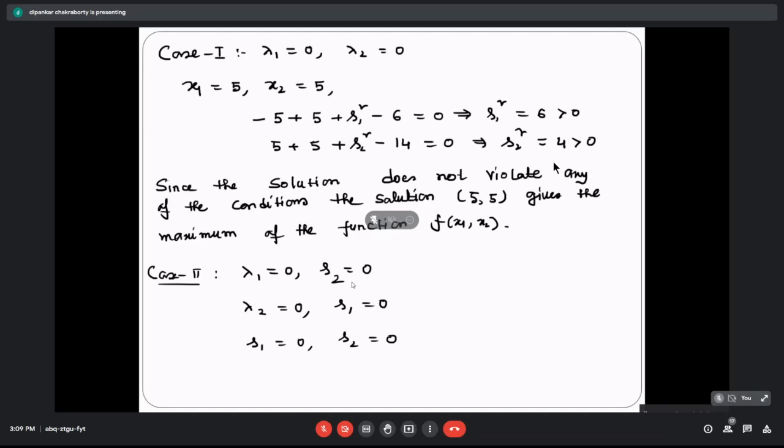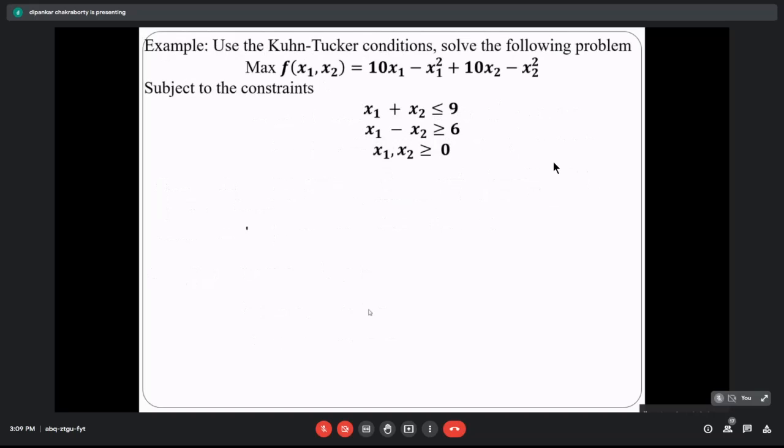Now I'll proceed to solve the next problem. As I mentioned, here also the objective function is the same, I have just changed the constraints. Last time the constraints, if I remember correctly, were x1 plus x2 less than equal to 14 and minus x1 plus x2 less than equal to 6. These two constraints were there, right?